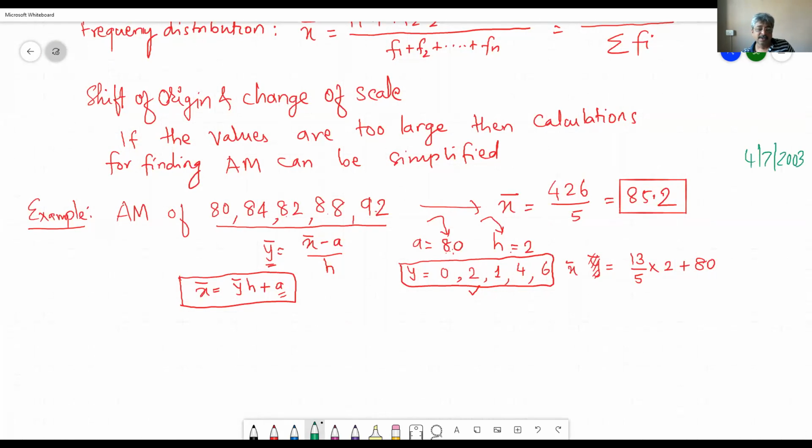Okay, so let us take 74. A is equal to 74 and H is equal to 1, so that divisibility is not an issue. So y1 is equal to 6, y2 is equal to 10.